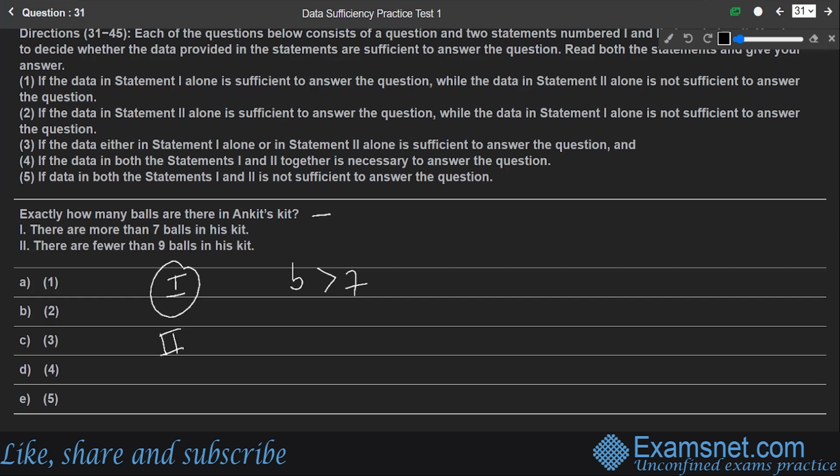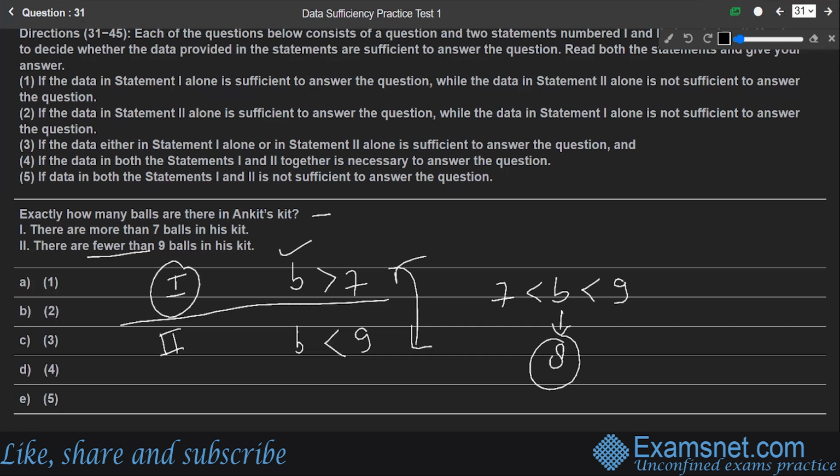If we check statement number 2, they are saying there are fewer than 9 balls in his kit. So the balls number is lesser than 9. If we check statement 2 alone, we cannot answer the question because there are multiple numbers lesser than 9. But if we combine both statements together, then yes, we can answer, because the balls number is greater than 7 and less than 9. There is only one number less than 9 and greater than 7, and that is nothing but 8. So yes, we can answer how many balls there are by combining both pieces of information. So which option is that? That is option number 4. So we will hit option D, which is 4.